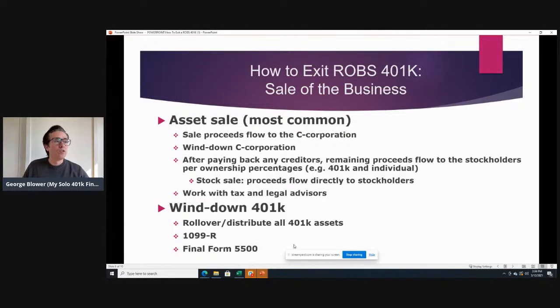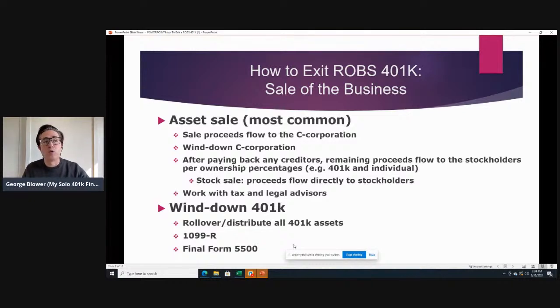So in terms of how to exit a ROBS 401k, let's talk about the scenario where the business is sold, right? So you set up, fund the C corporation initially through that 401k business financing plan. Then let's say you start a business or buy a business, and now you want to sell that business. Typically, in our experience, when our clients are selling their business, they're selling it as an asset sale, because oftentimes the buyers prefer the asset sale, so they don't have to worry about picking up any latent liability that might be associated with the entity.